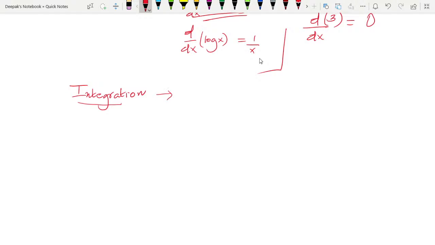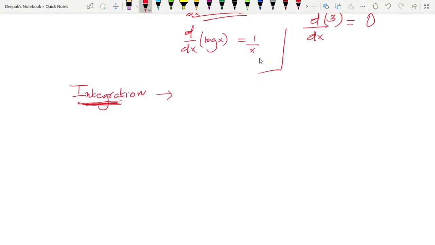Integration, just from the word itself. Integrate means to add up, right? Integrate means to combine or to join or to add, right? So that is what integration does. It adds up small quantities that can help you to find another quantity, right? For example, let me give you an example.